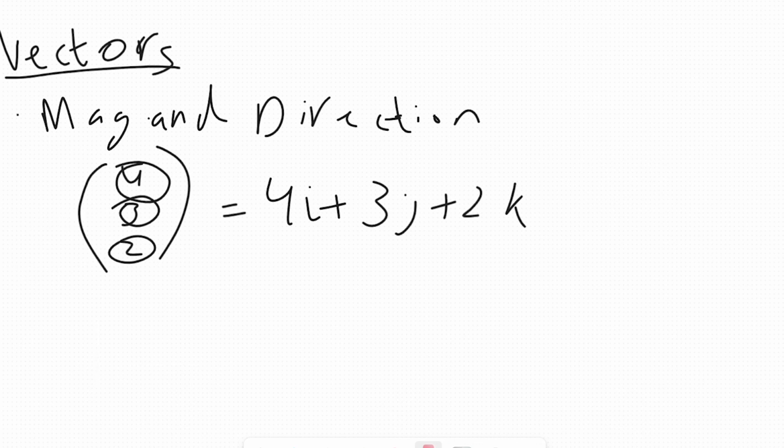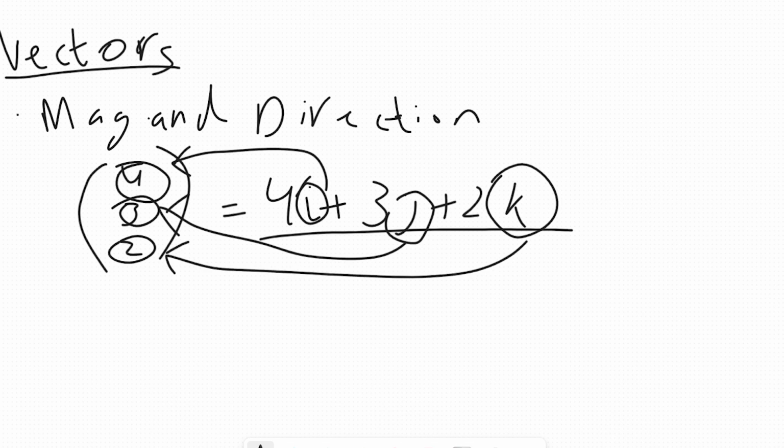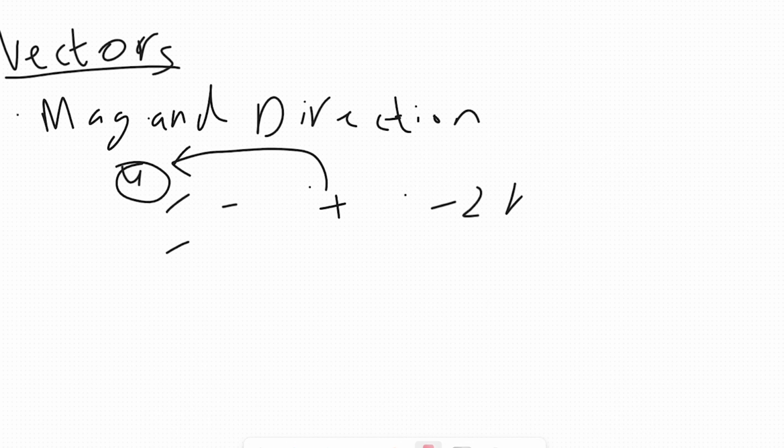So this is basically a column vector, and this is another representation of how to write a vector. The i represents the x coordinate, the j represents the y coordinate, and the k represents the z coordinate. Okay, so that was it for the introduction of vectors.